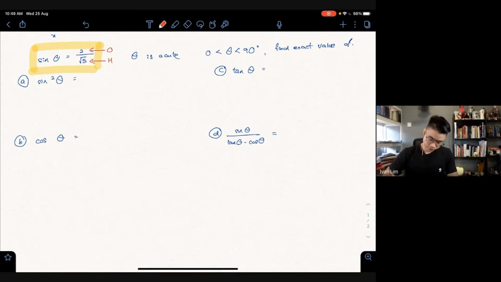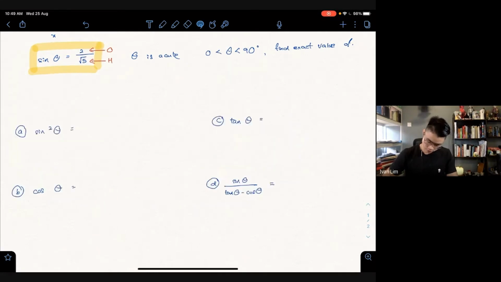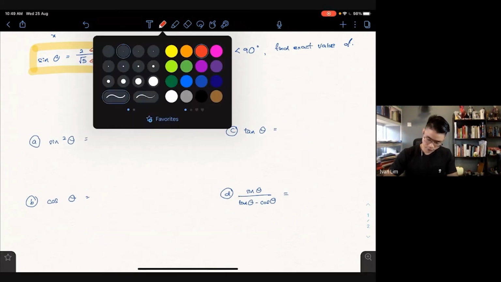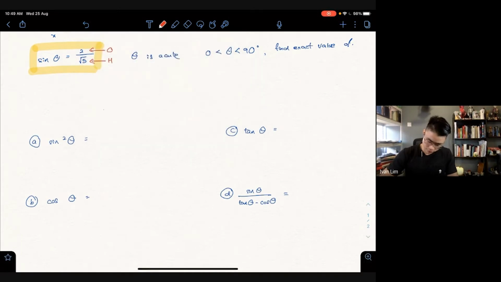Okay, I'll move all of this down first. Let's draw the right angle triangle that we need to use. You don't have to draw a very nice one, as long as you know what you're doing. So 0 to 90 degrees. So we know that the angle, let's just take this angle, is less than 90 degrees and more than 0 degrees. So we can assume it looks something like this.